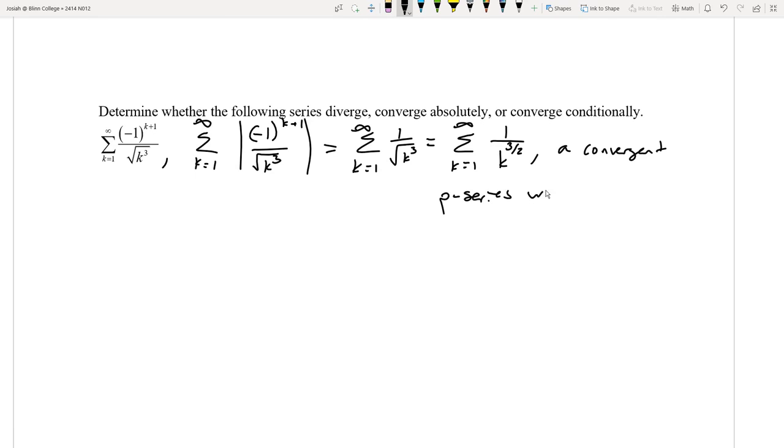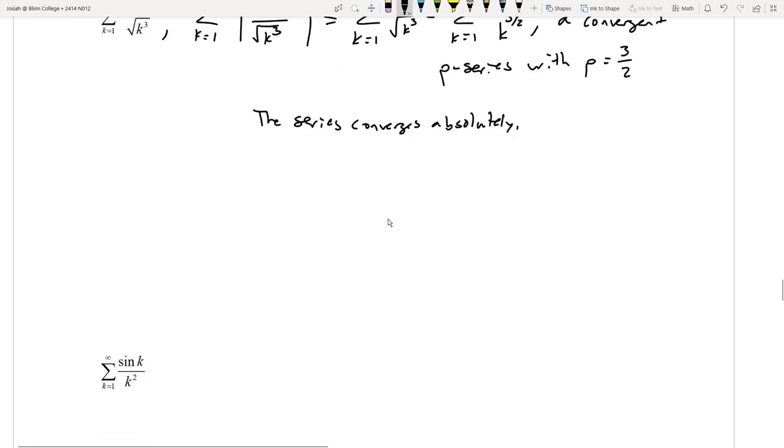With p equal to 3/2. And so we applied the absolute values here and we got that it still converges, which means that this series converges absolutely. And I can see on the previous line why. A convergent p series with p equal to 3/2. All right, so we'll look at the next one here.